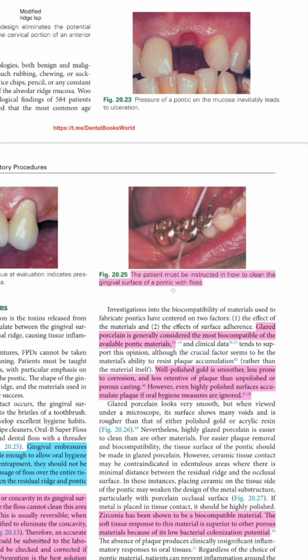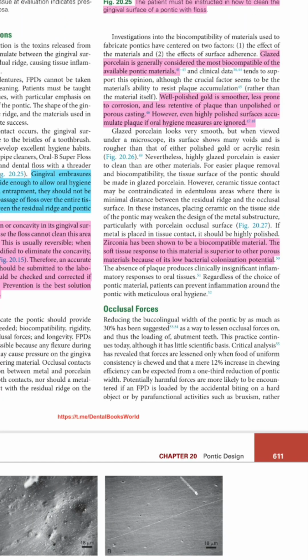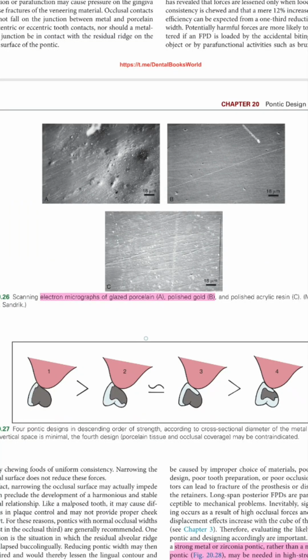The Pontic must allow dental floss to pass underneath it to get sufficient cleaning. Also, it must be glazed and well polished to prevent plaque accumulation. All of the materials that are used now, whether they are porcelain, zirconia, or metal, are all biocompatible. Under the microscope we can see how well polished and smooth they are.